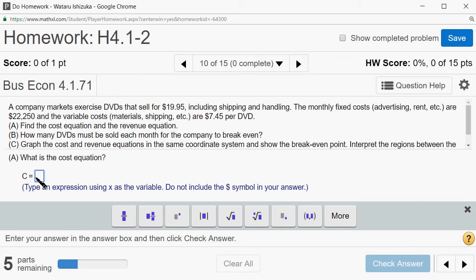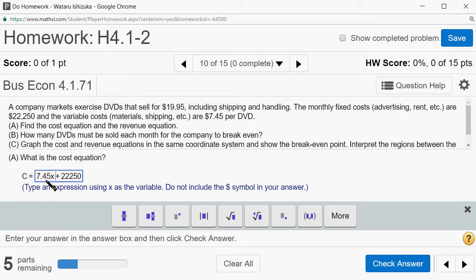So the total cost, so C is going to be, right, so you're going to have a fixed cost, which is $22,250, right? So that's going to be the fixed cost. And on top of that, it's going to cost $7.45 per DVD, right? So I think we're going to use X for the number of DVDs. So it's 7.45 X, right?